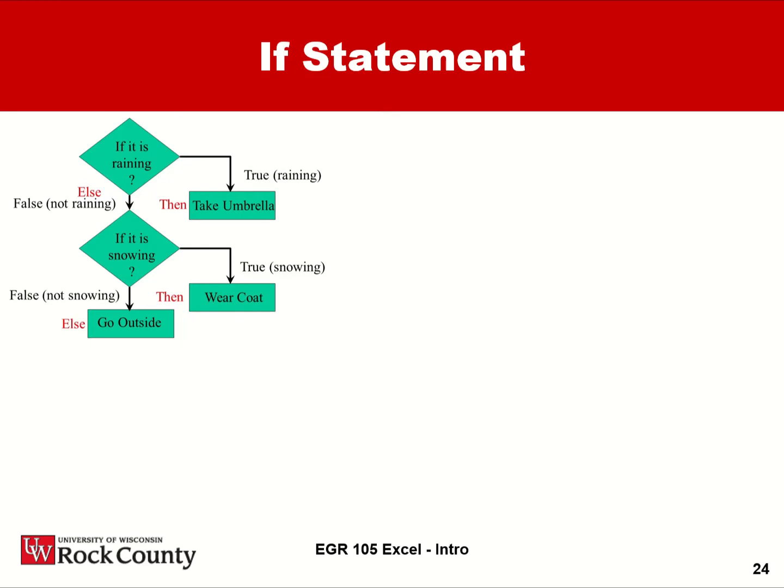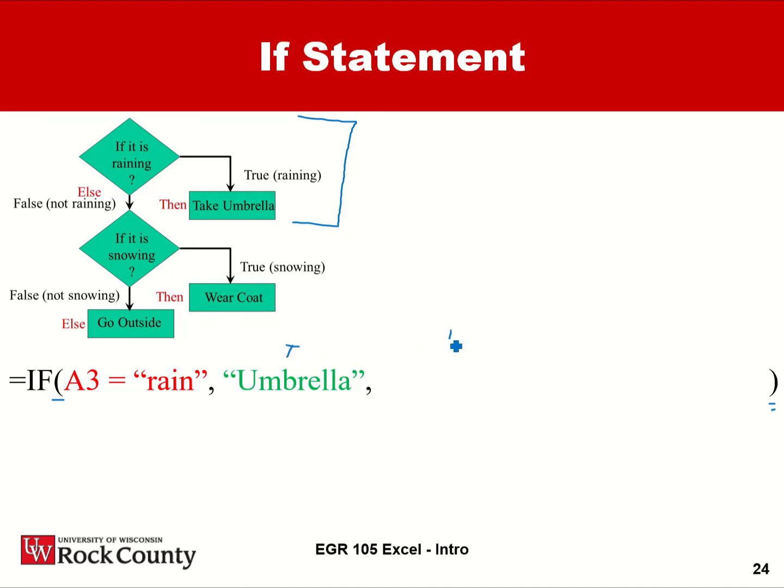How do we write this in Excel, right? We can set up our equals IF rain, umbrella. We already did that, right? That's this top portion here. And you see I have this parenthesis way out here, and that matches up with this one here. That's very important. And I have my comma, so this was my true statement, right? And now this is my false statement.